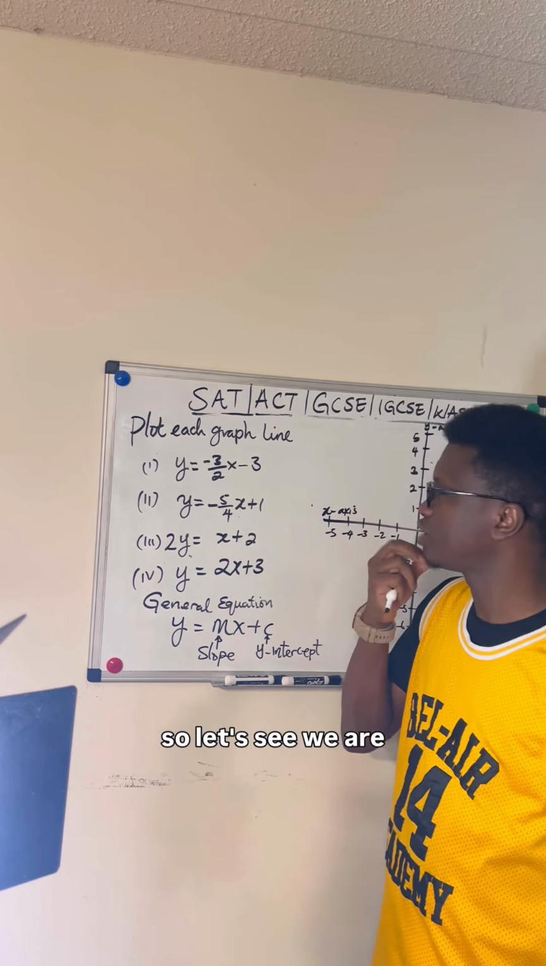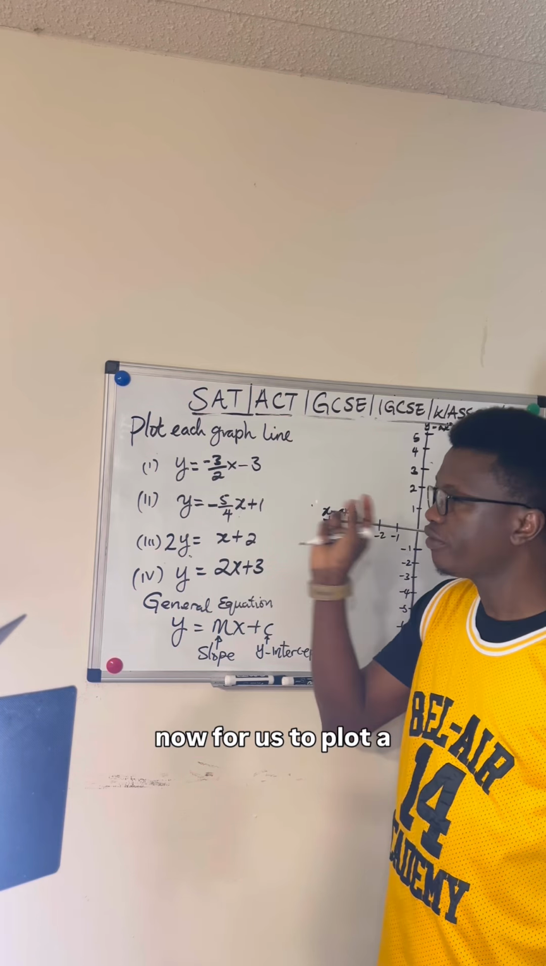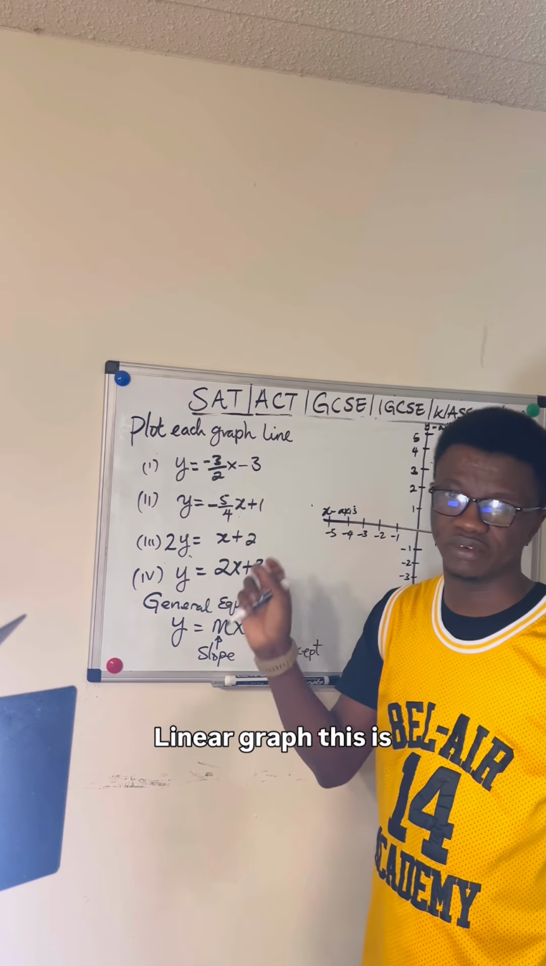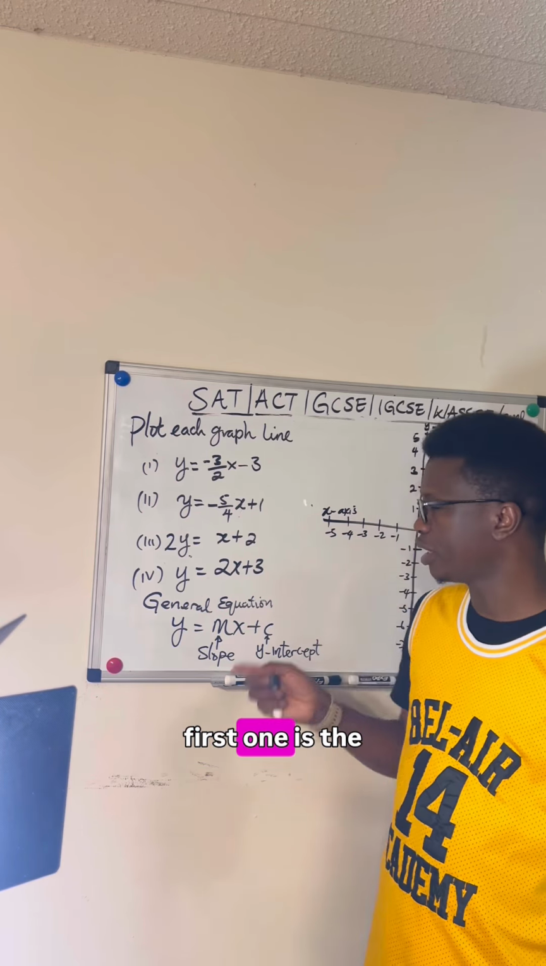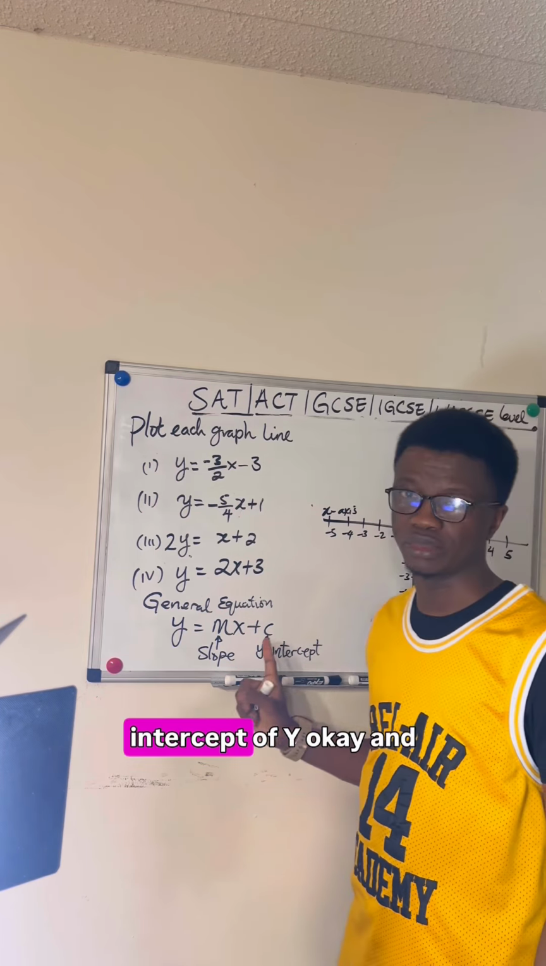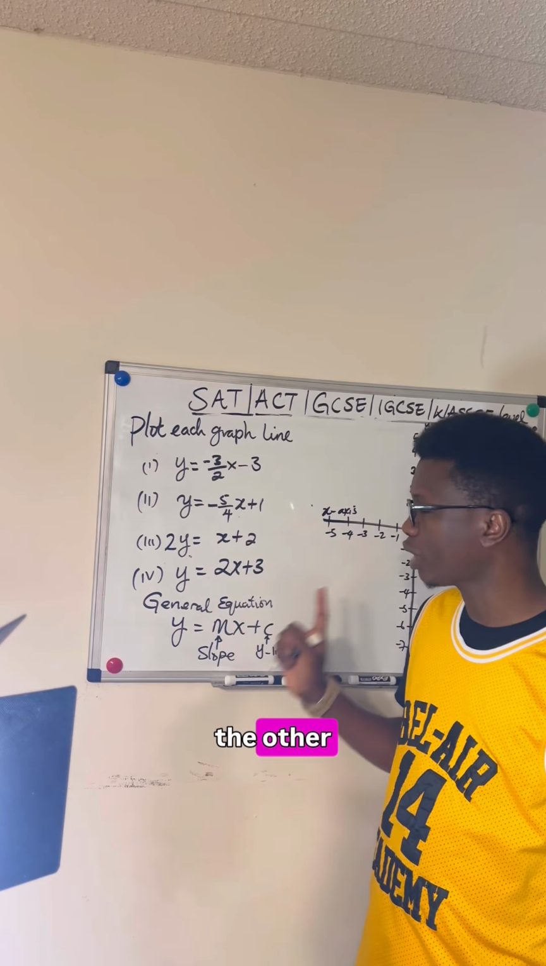Okay, so let's see. We are asked to plot each graph line. Now, for us to plot a linear graph, this is very easy. There are two pieces of information that we need. First one is the intercept of y, and the other one is the slope.